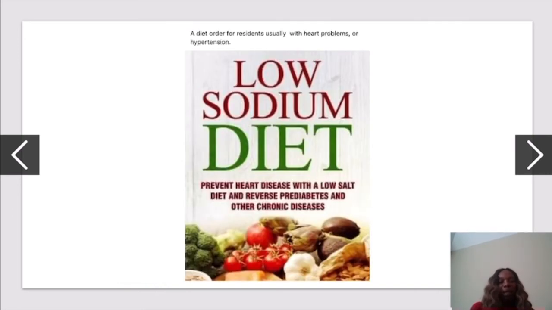A diet for residents that usually have heart problems, or that have hypertension, is going to be a low sodium diet. This diet is going to be low in salt, and you're going to prevent the resident from adding salt at the table. Any salt that is used should be added when the food is actually cooking.